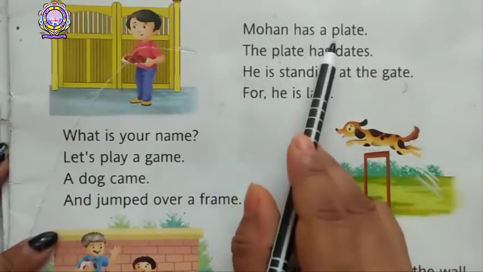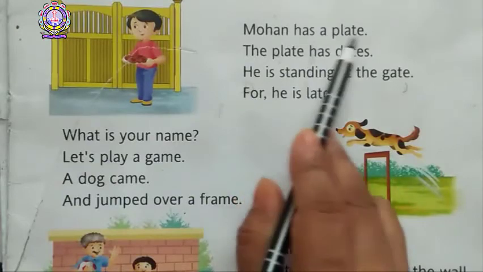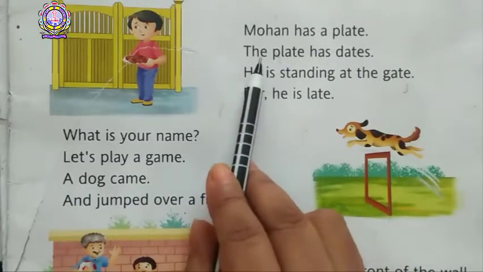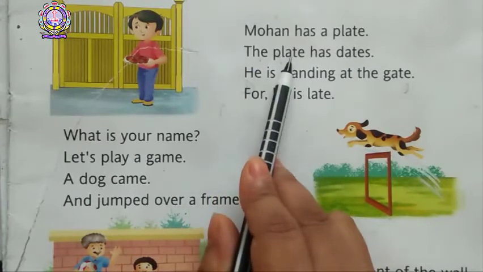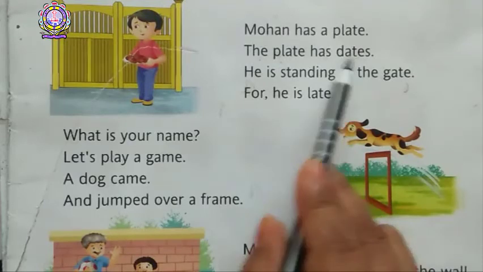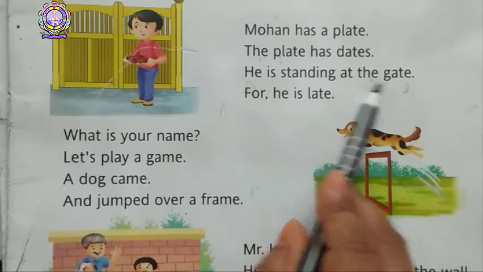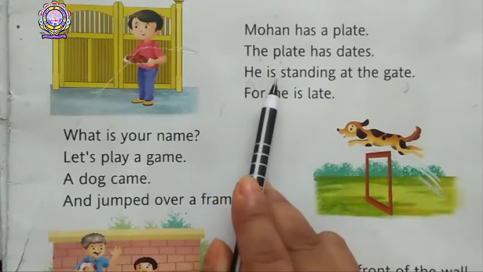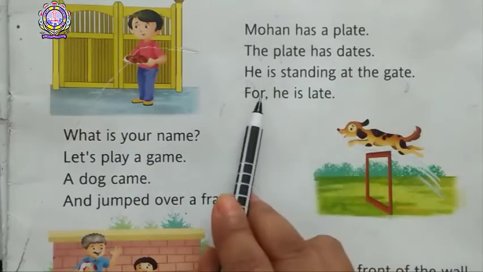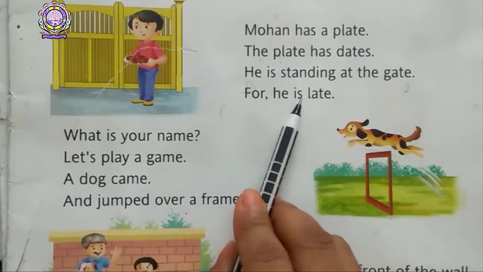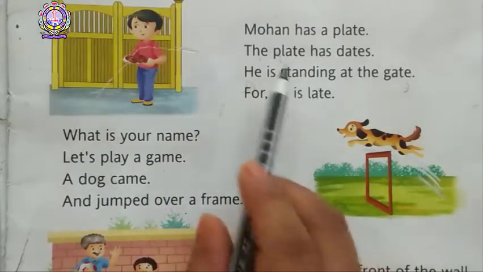Mohan has a plate. What we read first line? Mohan has a plate. Let's read second line. The plate has dates. What we read? The plate has dates. He is standing at the gate. Let's read one more time. He is standing at the gate, for he is late. Let's read. For he is late.